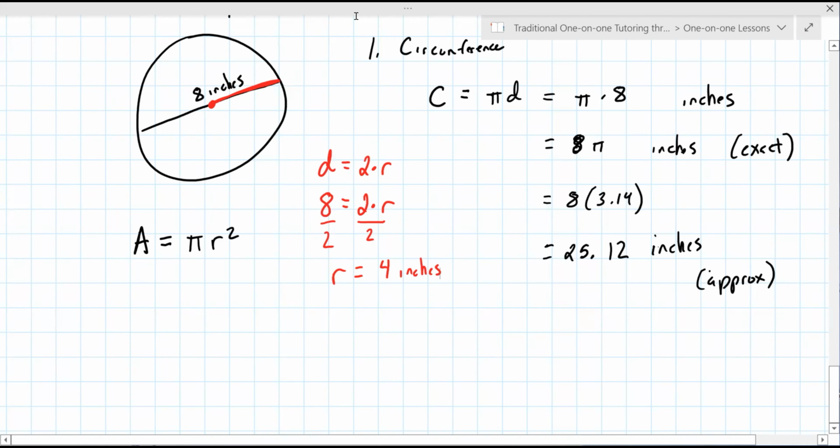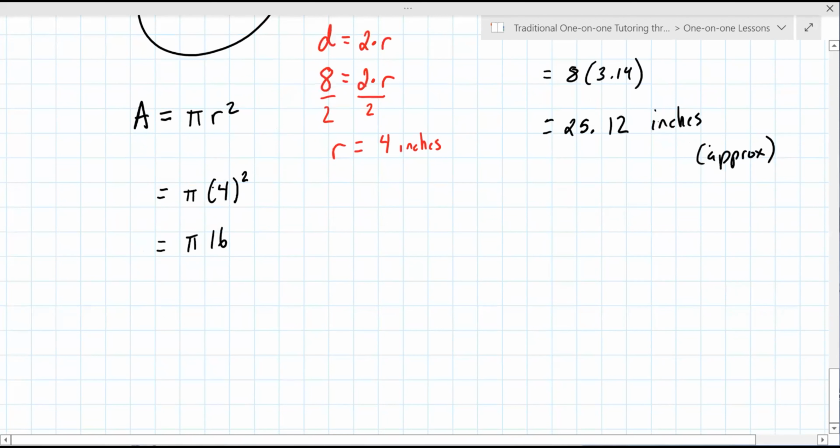Now let's go back to our original question to find the area. The area is pi r squared. What is the value of the radius? It is 4 inches. So we're going to square 4. What is 4 squared, Sourish? 16.